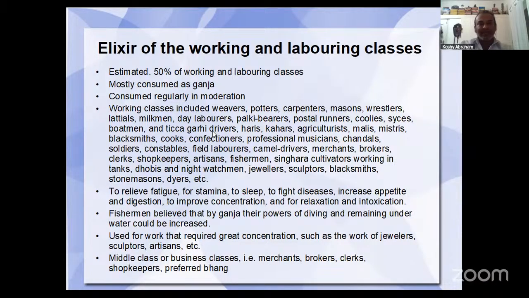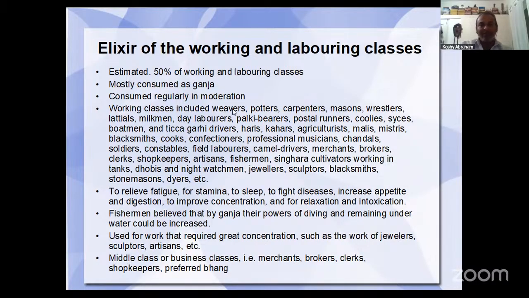The sections of society that used cannabis and why they used it as medicine. I had earlier spoken about the fact that it was estimated that at least half of the working and laboring classes in India used ganja. They consumed it regularly and in moderation. They were not considered excessive users. The people who used it were almost all the classes of working people.